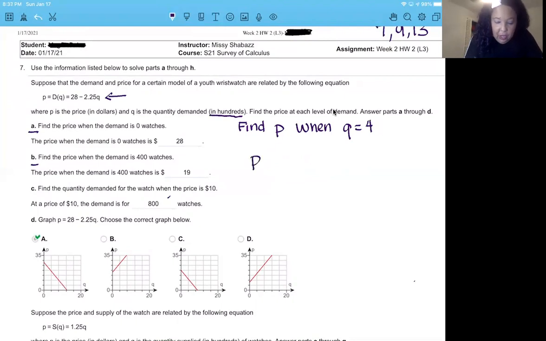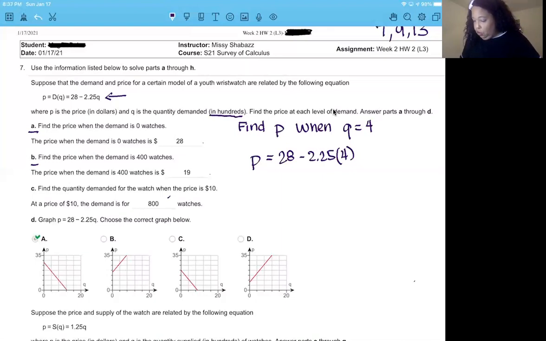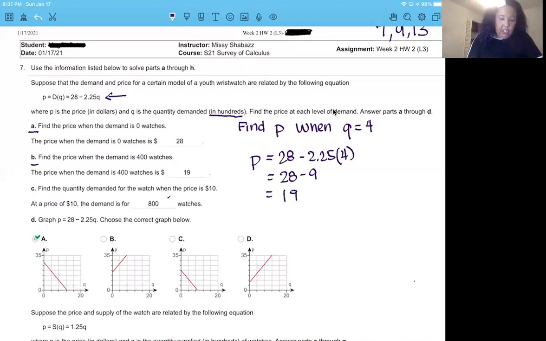So P equals 28 minus 2.25 times 4. 2.25 times 4 gives me 9. So I have 28 minus 9, which gives me 19. So the price is $19.